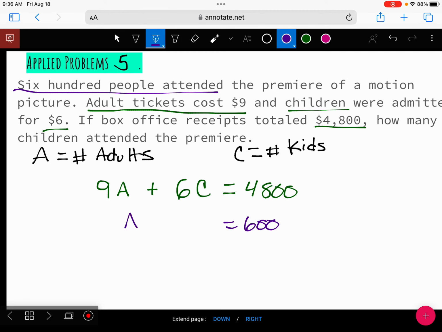I love that. The number of adults that attended combined with the number of children that attended is 600 humans. We're just looking at how many humans. Okay, so adults and kids is 600 humans. So there's 2 equations for us. Whenever we have 2 variables, we need 2 equations. How can we solve this? You have options here. What's your gut instinct?